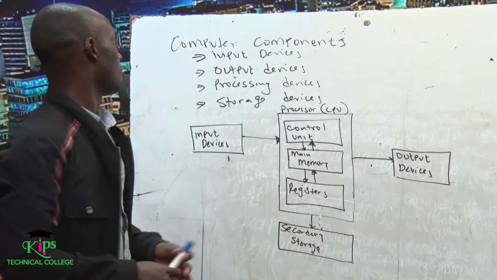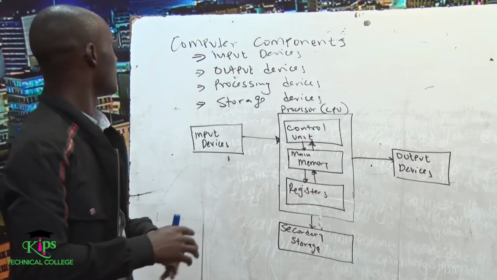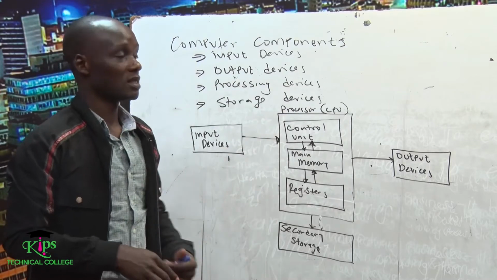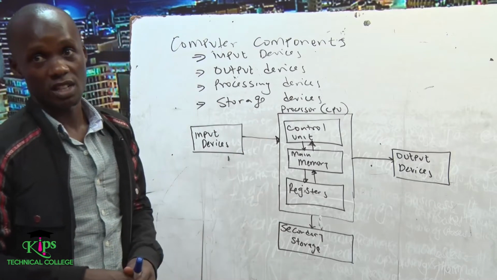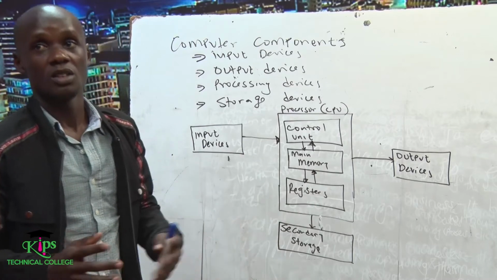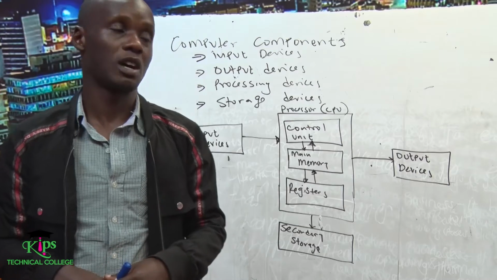So basically there are four major components that make up a computer in terms of the hardware components. Number one is the input devices, number two is output devices, number three is processing devices, then number four is storage devices. So basically you have a diagram that illustrates or shows all the four major components in terms of the hardware components of our computer.